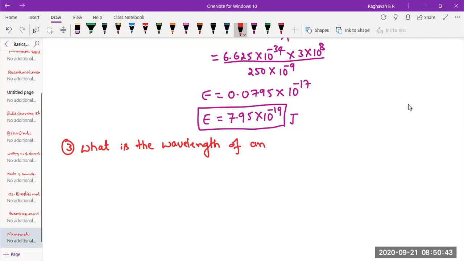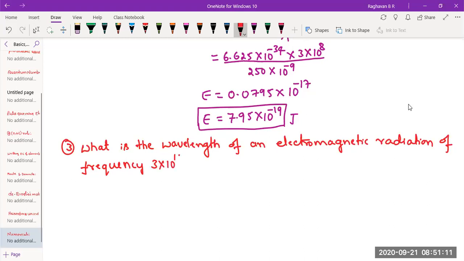What is the wavelength of an electromagnetic radiation of frequency 3 into 10 raised to 15 hertz? It is a simple one. I'll give you 30 seconds. You need to work it out now.